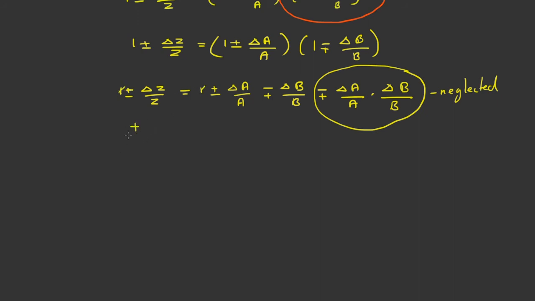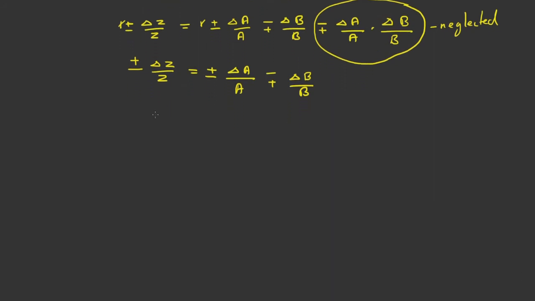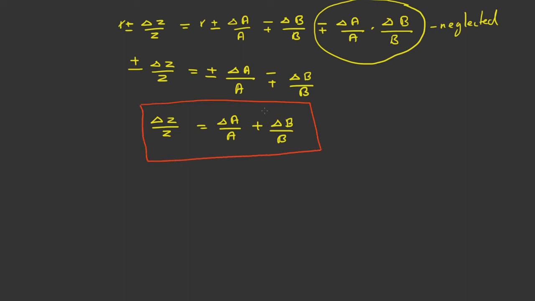So I can write here plus or minus delta Z by Z is equal to plus or minus delta A by A minus or plus delta B by B. Here also there are 4 possible values, but the maximum relative error is delta Z by Z is equal to delta A by A plus delta B by B. So the rule is, when two quantities are divided, the relative error in the result is the sum of the relative errors in the individual quantities.